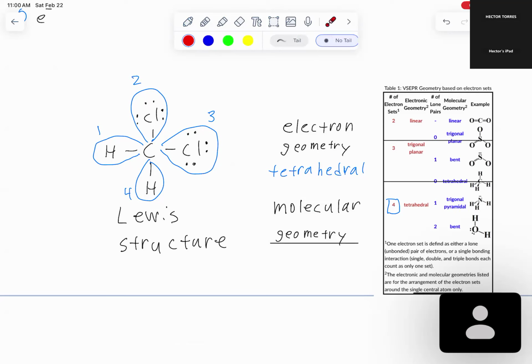However, to find out the molecular geometry, we want to see how many lone pairs there are. Depending on whether we have 0, 1, or 2, it'll change the shape of the molecule. And as we can see over here, all of them are bonds. There are no lone pairs on that carbon, so we're going to put 0. And so this one is going to be tetrahedral.